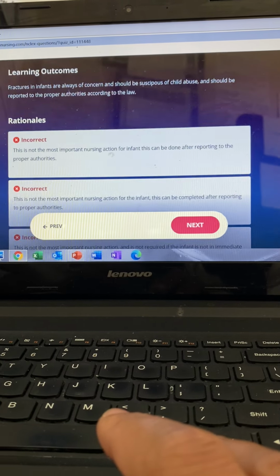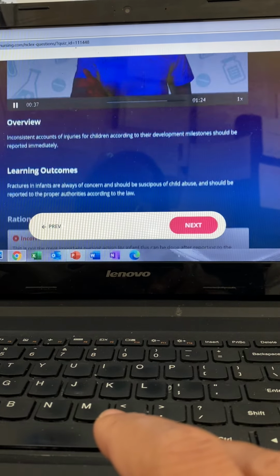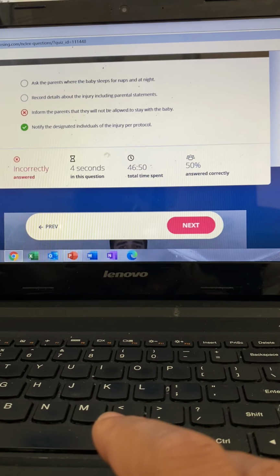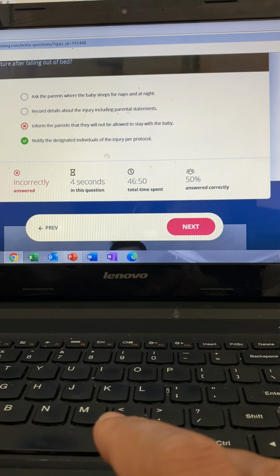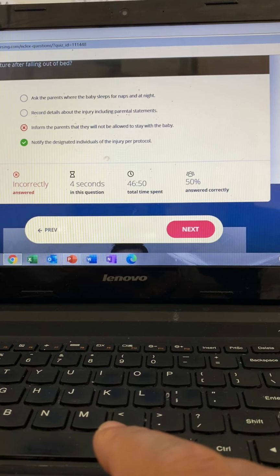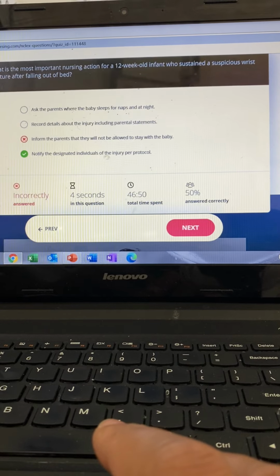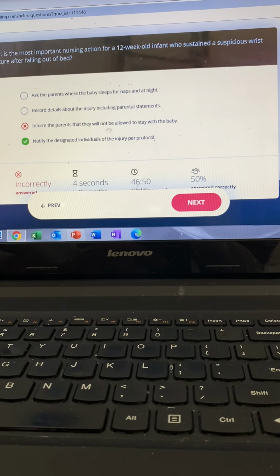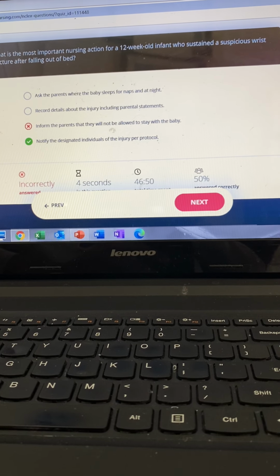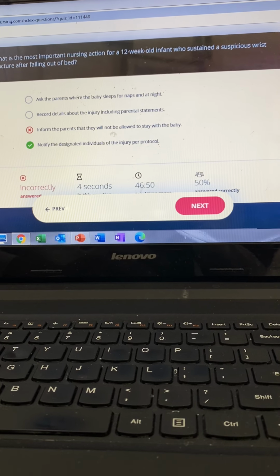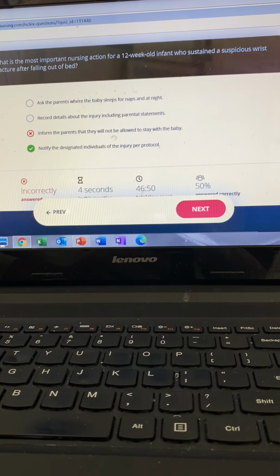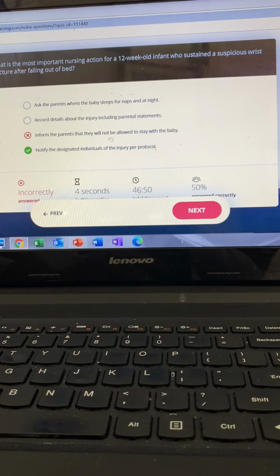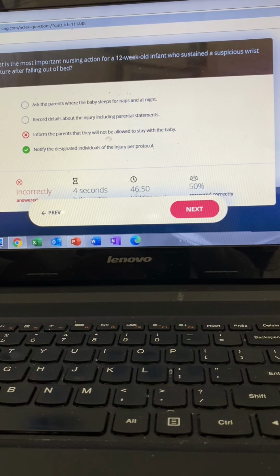So our first 3 options are incorrect. So option number 1, asking where the baby sleeps. Guys, that's really not helpful because the question already told you the baby was in the bed. Option number 2, it's important to record the info, but technically it doesn't protect the baby right now. And option number 3 is also incorrect. You cannot prohibit the parents from staying with the baby. Now, if you chose this, then it was a good try, because if you're suspecting abuse, you don't want to leave the abused parents alone with the baby. But guys, not appropriate right now.